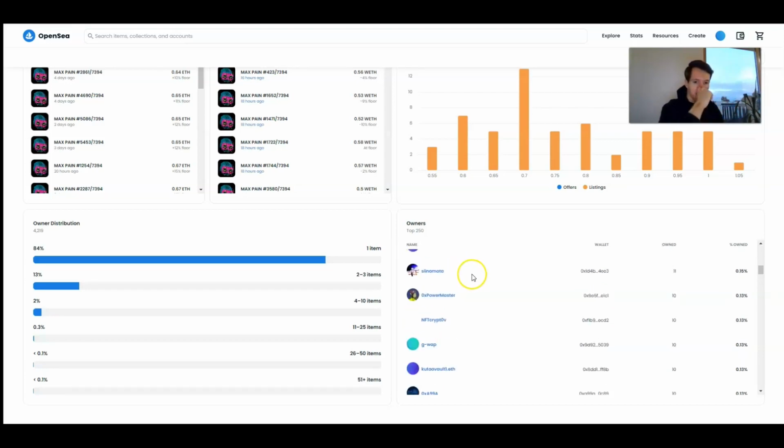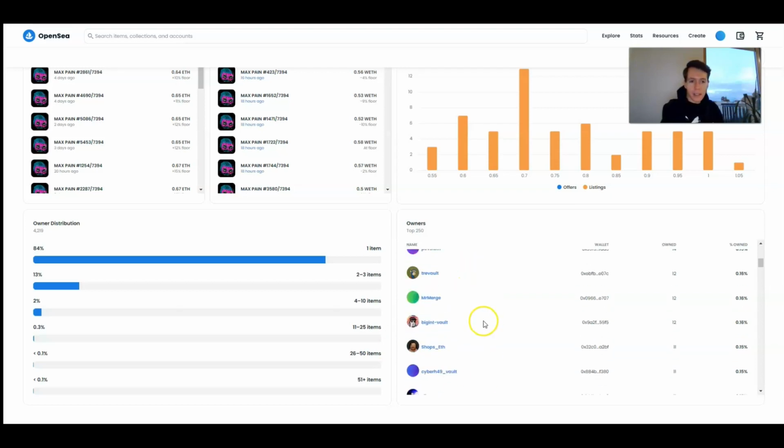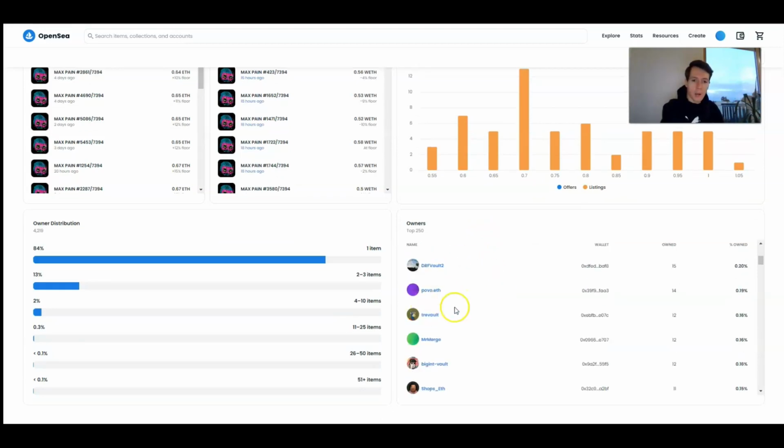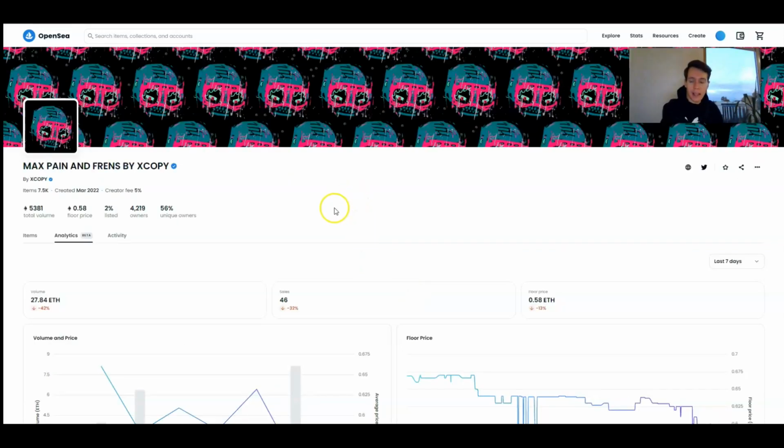Okay, so it's just nice to have a look, and you can potentially find if there are any blue chip holders, people that have Bored Apes, Punks, and so on within here. If you really want, you can go and have a look, and it just gives you an understanding of what kind of people are invested in this project.